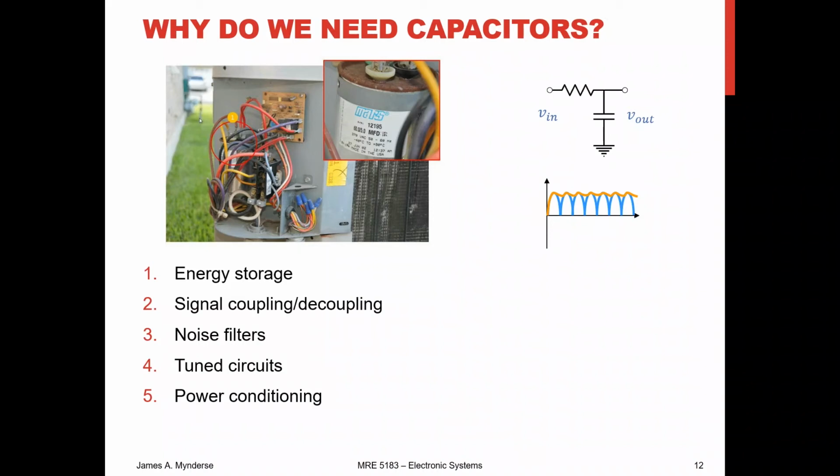We might also have fun things like filters, where we have a resistor and a capacitor applied to some input, and then we can measure the output and it smooths it out. That's a low pass filter. That's a first order low pass filter. There are certainly other examples.